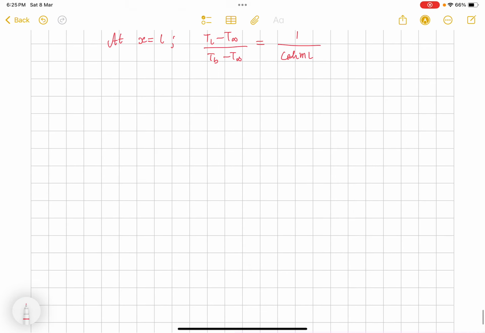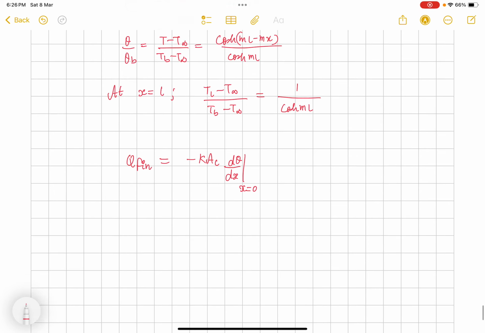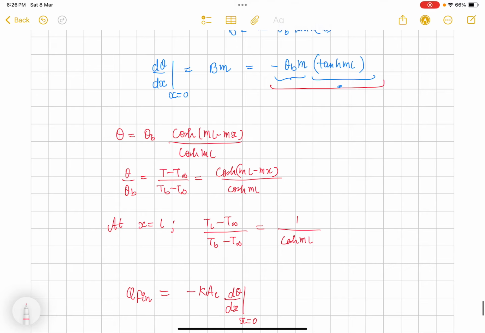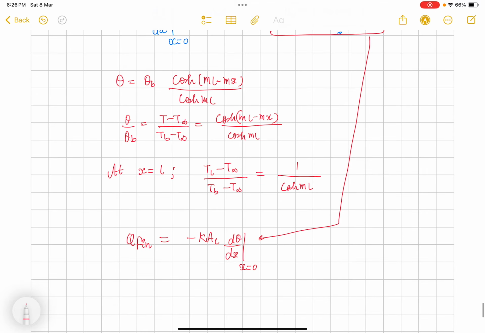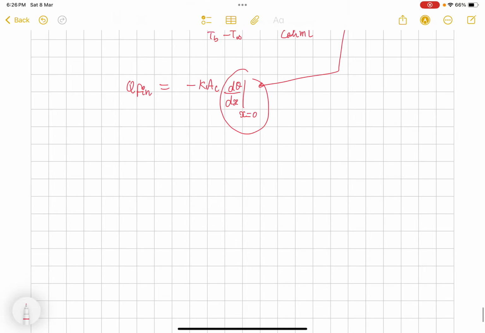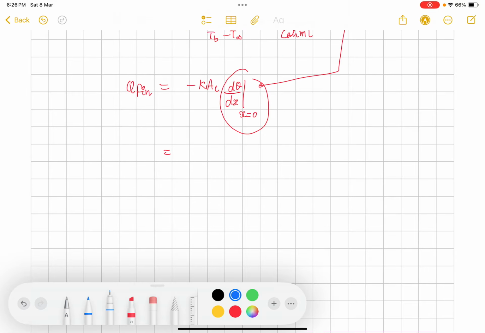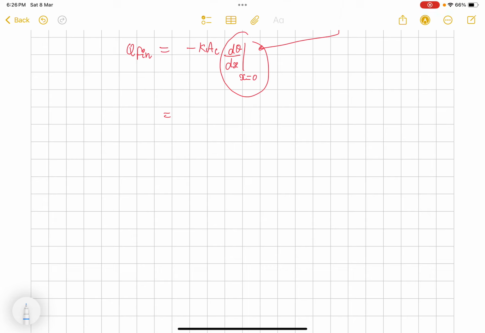And then we should know the heat transfer from this fin, which will be minus KAc d theta by dx at x equal to 0. d theta by dx at x equal to 0 we have already found from this. You can just plug in here. So we will get, after simplification, KAc m theta b tan hyperbolic ml.